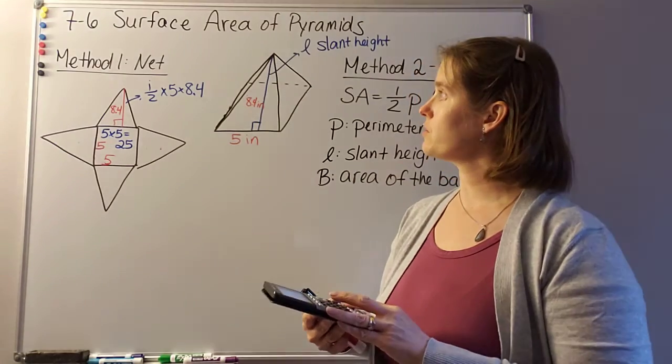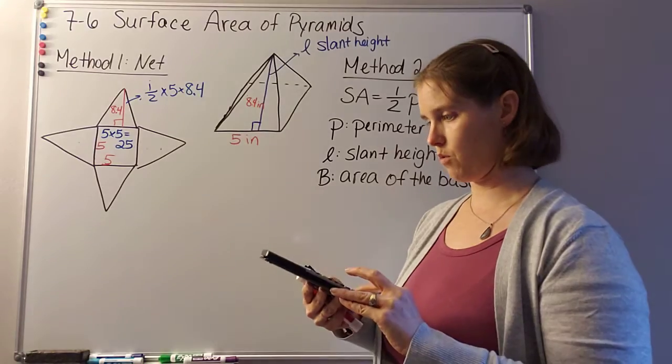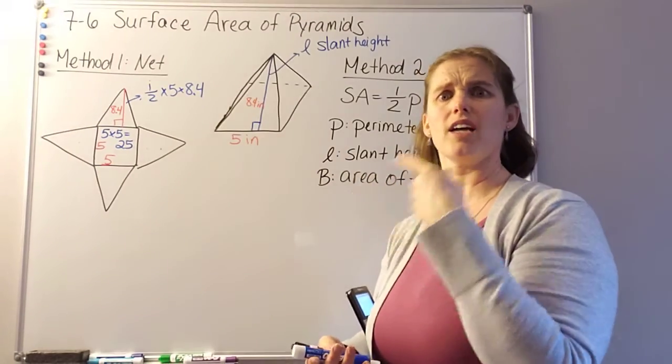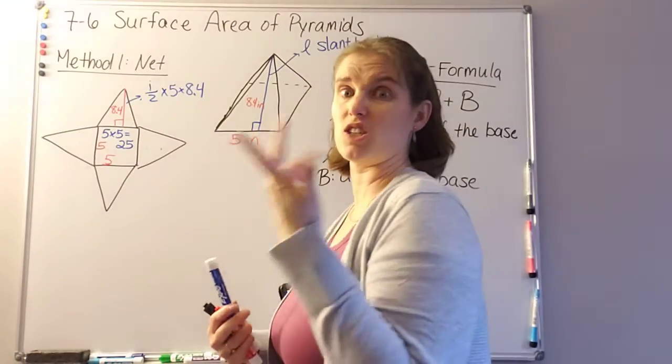0.5. Remember, 0.5 is equivalent to 1/2 times 5 times 8.4. And we get 21. Oh, really? Seriously? I just gave us 21 again? I made up the numbers and they just came out that way.